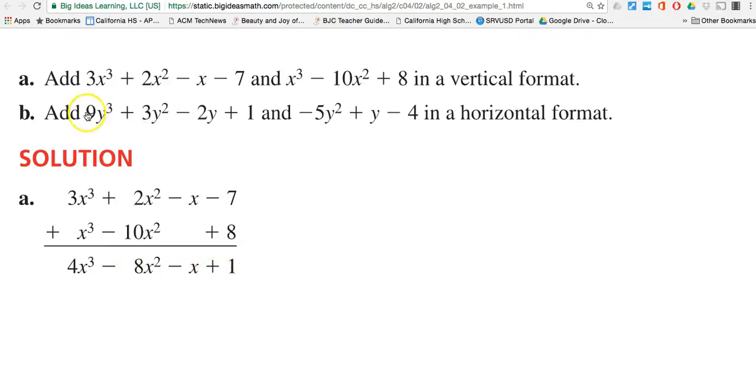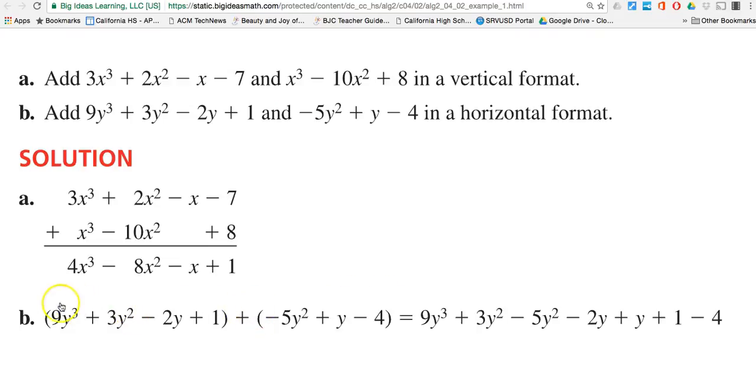Now, for the second type, horizontal format, what we want to do is put parentheses around each polynomial here, and we separate them by a plus sign. Now, when we do that, here's our first polynomial and our second, and what we want to do next is remove the parentheses, and if there's any changes to signs, go ahead and do that, but in this case there aren't any. So we remove the parentheses, and when we do, we want to put like terms next to each other.